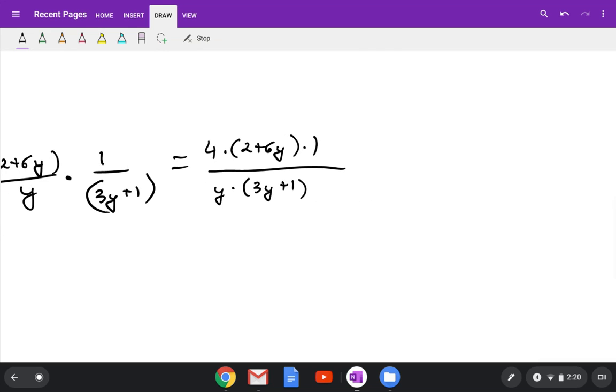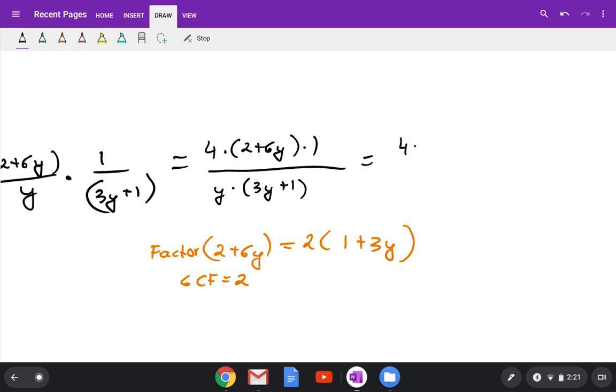And one more thing, not simplify, factor. Let's put it correct. Factor 2 plus 6y. So GCF, you're going to factor 2 out, so we end up with 1 plus 3y. Not y, 1 plus 3y. So let's go back.